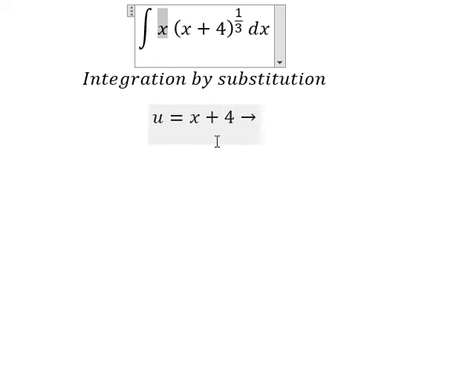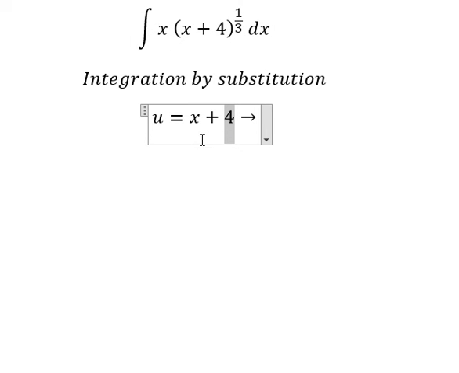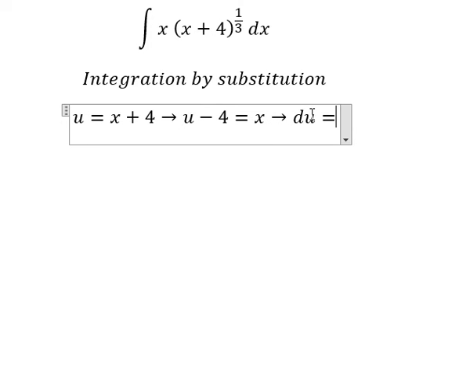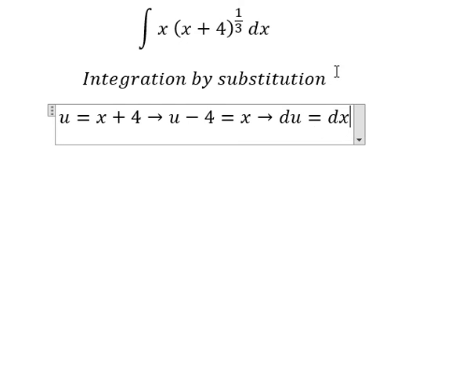Because we have x, I will move the number 4 to the left, and we have u minus 4 equals x. Next, we need to do the first derivative for both sides. First derivative of u, we have number 1. This is about the constants, so you get 0. So we have du. First derivative of x, you get number 1, so I will put dx.